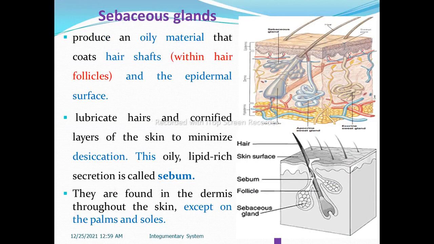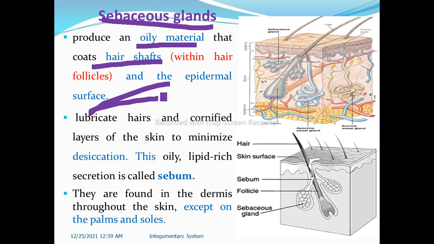So the second type of gland is known as the sebaceous gland. This gland produces an oily material that coats hair shafts. So the sebaceous gland releases its secretion into hair follicles and onto the epidermal surface, both into hair follicles and the epidermal surface, so it coats or covers hair shafts. Sebaceous glands are mostly connected with hair follicles. They are found associated with hair.